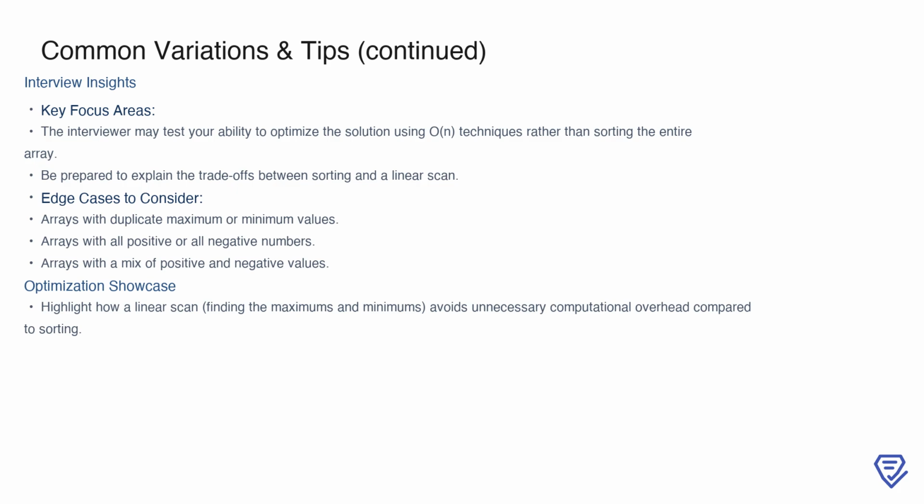Additionally, consider edge cases carefully. For example, what happens if the array contains duplicate maximum or minimum values? Or if the array consists entirely of positive numbers, negative numbers, or a mix of both? These scenarios test the robustness of your solution. Lastly, when presenting your solution, highlight how a linear scan avoids the computational overhead of sorting, demonstrating both efficiency and clarity in your approach. This can leave a strong impression on the interviewer.